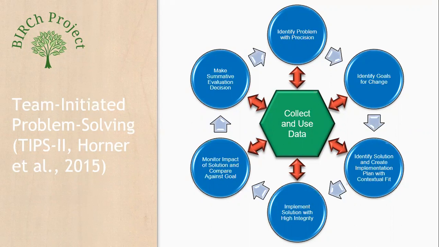One key aspect of this problem-solving model is that data are used at every stage of the model. So in identifying a problem with precision, we use data to identify the area that a student needs support. We also use data to identify goals and set realistic and reasonable expectations for student progress. I'll give you an example of this in a little more detail in the following slides.